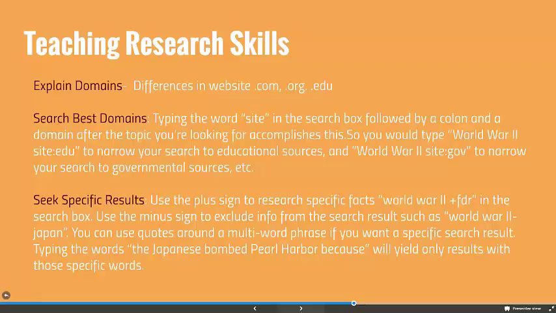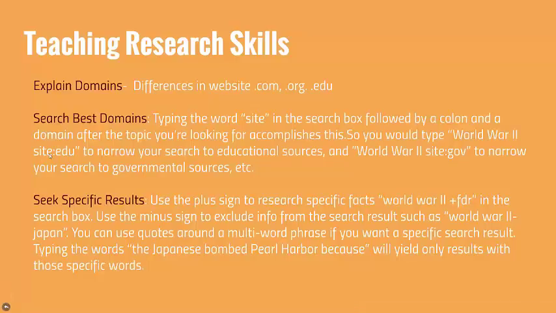It's important to know. When you're searching, you can put in the right kind of site that you want to find. So for example, if you're doing World War II and you put site edu at the end of it, so with the colon and then edu, you're only going to get things from educational resources. If you do the same thing, so let's say you do World War II and then you do site colon gov, you're only going to get that from governmental sources. So teaching kids those different ways to search to get information that they want from very specific domains.